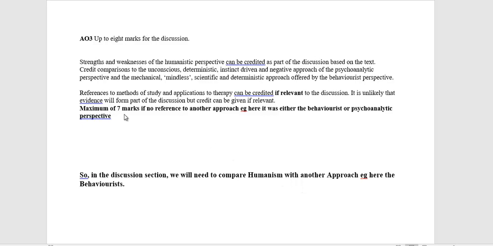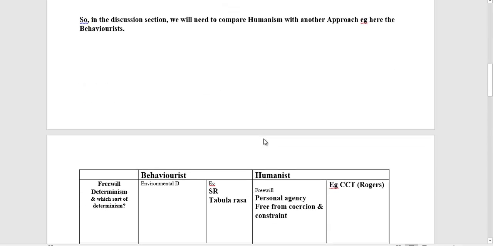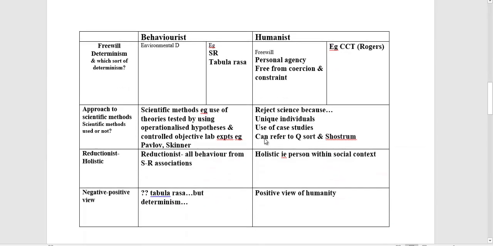Okay, just to draw your attention here, maximum of 7 marks if there's no other approach referred to. So 7 out of 12. Okay, so you're limiting your essay to around about half marks if you don't refer to another one. So it is really important you manage to do that, and you make sure that you do. Okay, so I'm going to show you here humanism versus behaviourists, just as an example. So let's have a look at some comparison points.